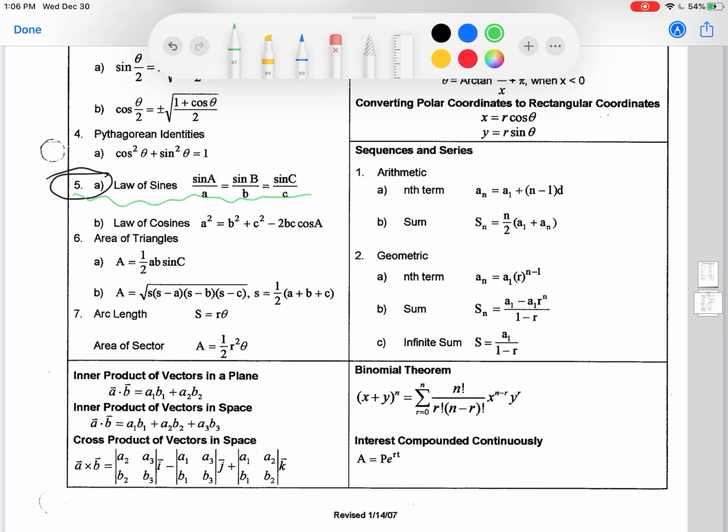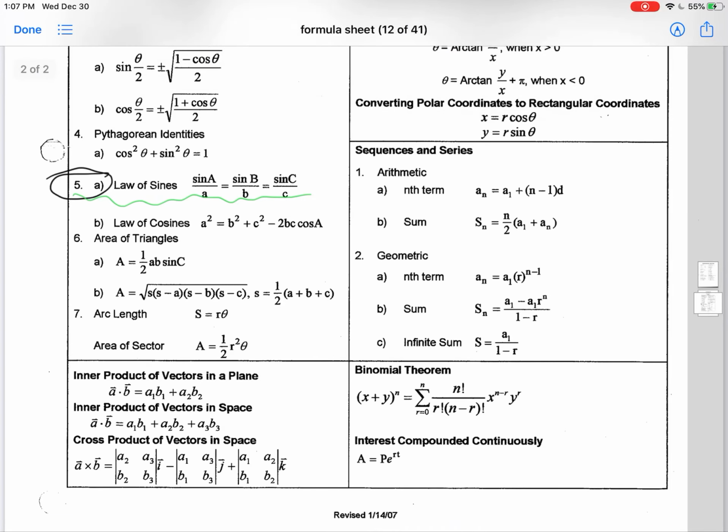Notice sine A, sine B, and sine C are all in the numerator, while lowercase letters a, b, and c are all in the denominator. There is a pattern there. Make sure you keep to that pattern. But before I just throw this formula at you and say, figure it out, memorize it, I want you to know where it came from and why law of sines is important.